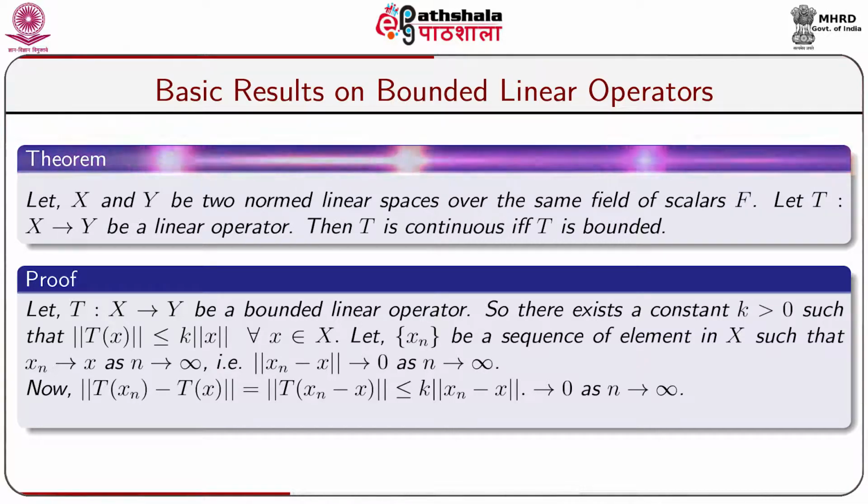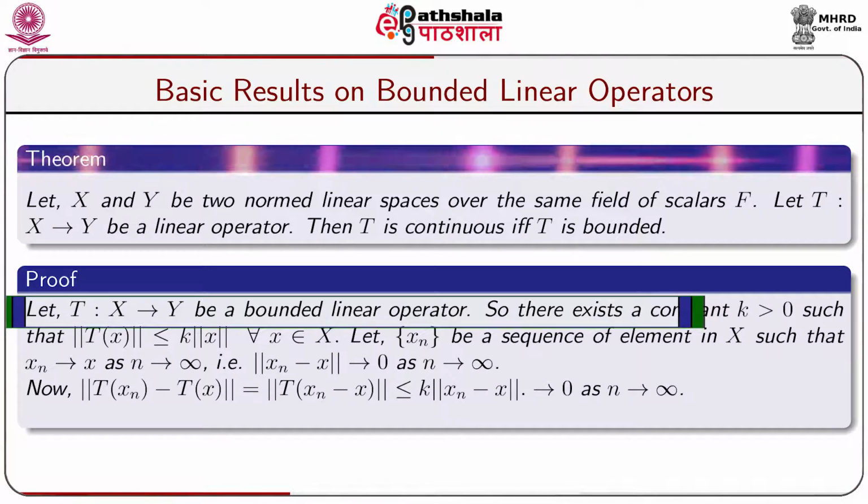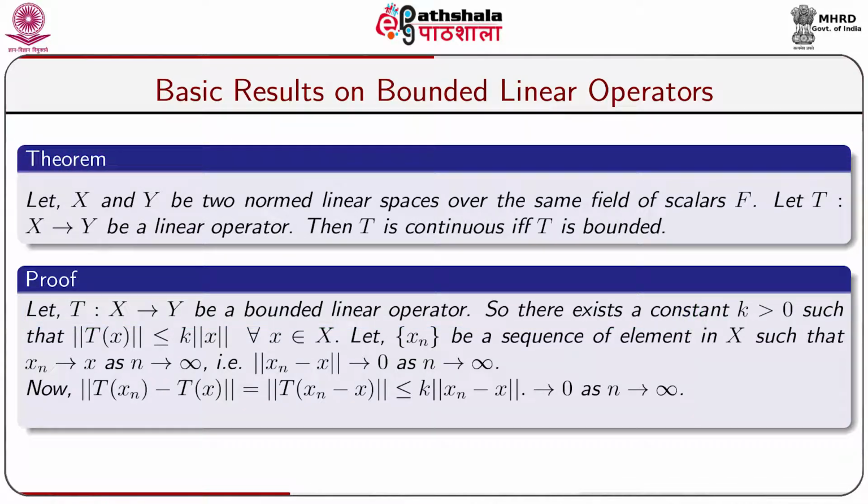Let us take a proof. Let T be a bounded linear operator from X to Y. So, there exists a constant k greater than 0 such that norm of Tx is less or equal to k into norm of x for all x belonging to X. Let x_n be a sequence of elements in X such that x_n goes to x as n tends to infinity, that is, norm of x_n minus x tends to 0 as n tends to infinity.